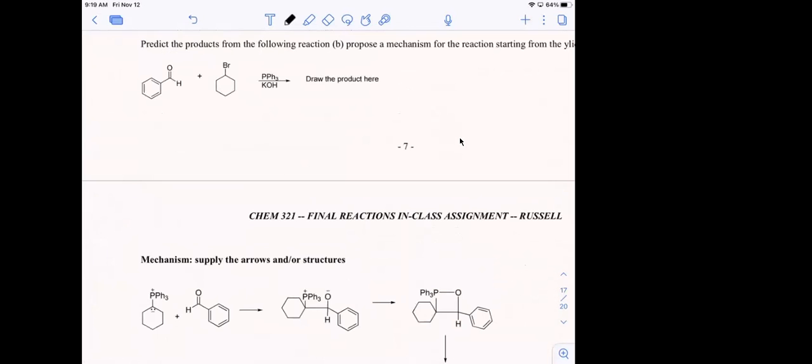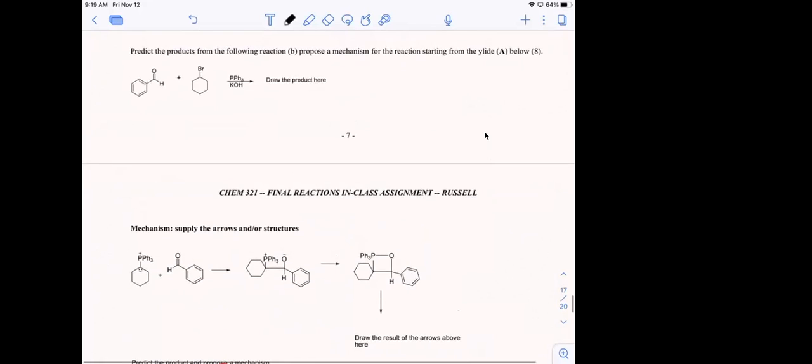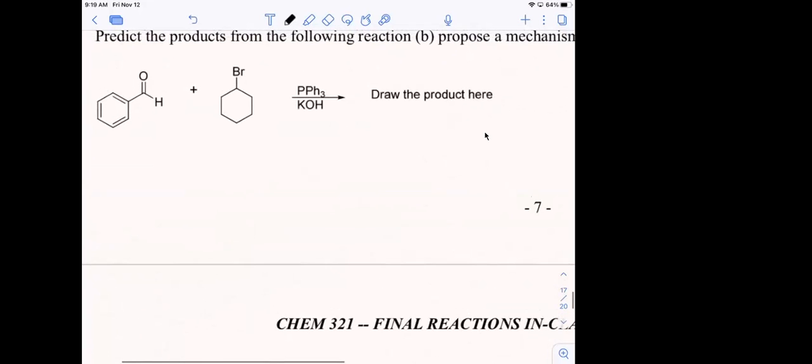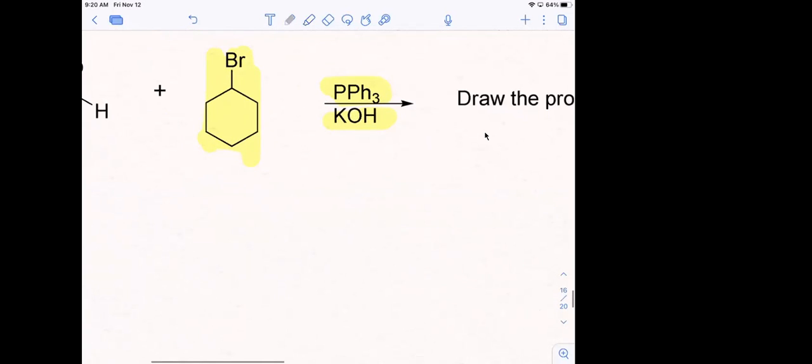All right. Let's do this problem right here. It says predict the products from the following reaction, propose a mechanism. So you have the mechanism down below, but what would the product be from this reaction? And what type of reaction is it? Again, when you see triphenylphosphine, you think of a Wittig reaction? Yes. And you have an alkyl halide. This is going to be a Wittig reaction.